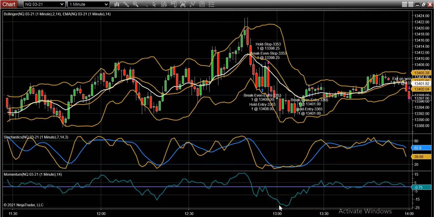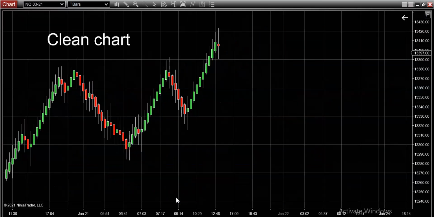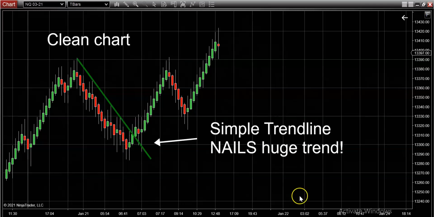All right, guys, in this video on how to trade the E-mini futures, I am going to show you how to transform this candlestick, what I call nonsense chart, into this clean chart on the E-mini futures. And I'm also going to show you how a simple trend line can nail the starting point of big moves in the market. All right, let's do it.